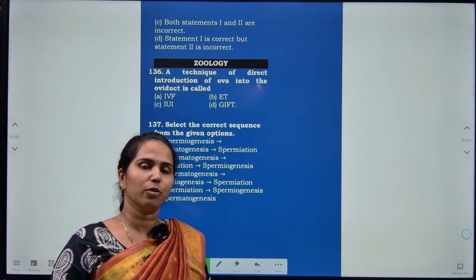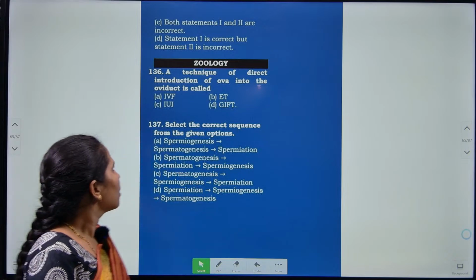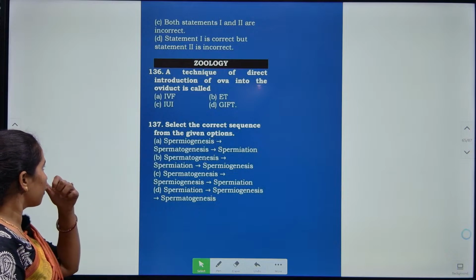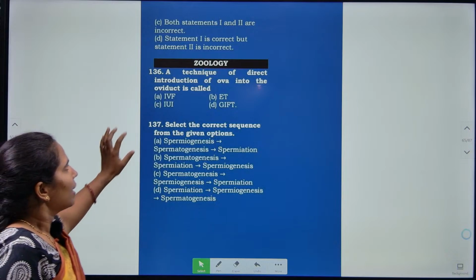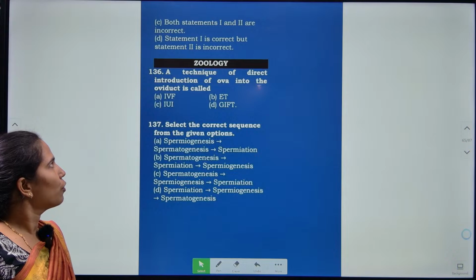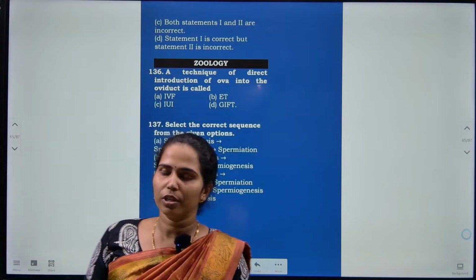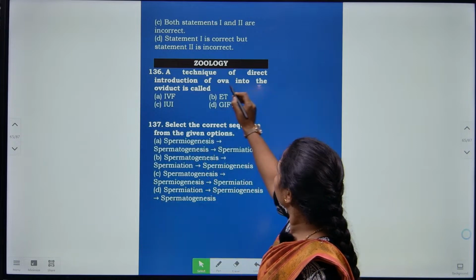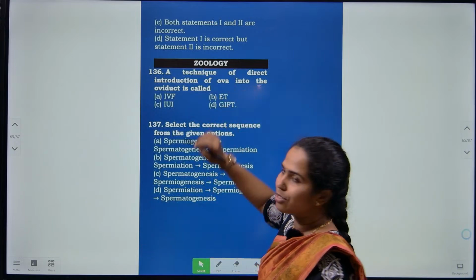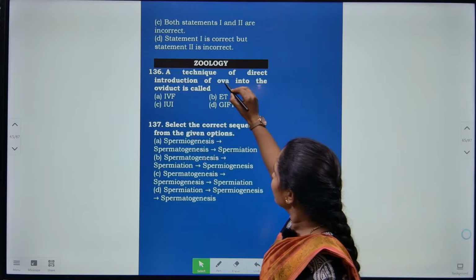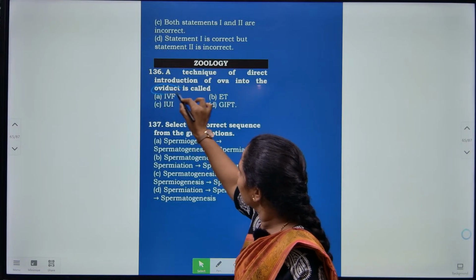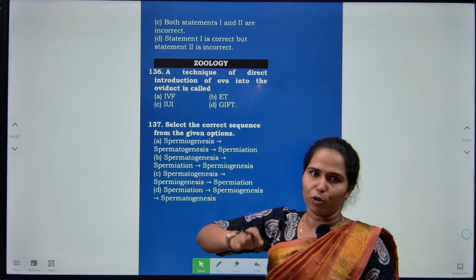Apart from biology, I am going to solve with zoology here. So the first question of zoology is, a technique of direct introduction of ova into the oviduct is called as. So here the question indicates that we are transferring the ova. Now the ova is considered as a gamete and we are transferring the gamete into the oviduct. Now this oviduct is also called as the fallopian tube here.